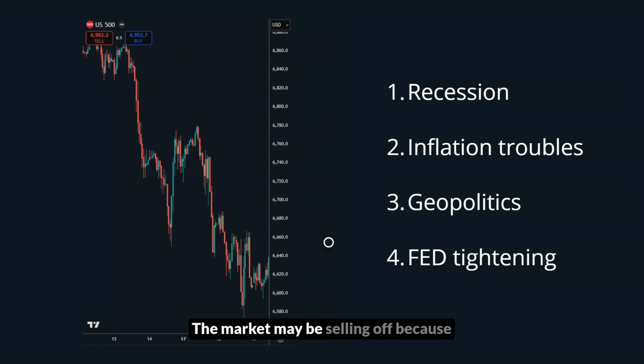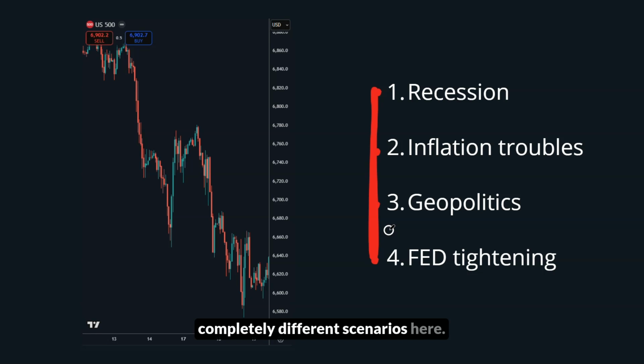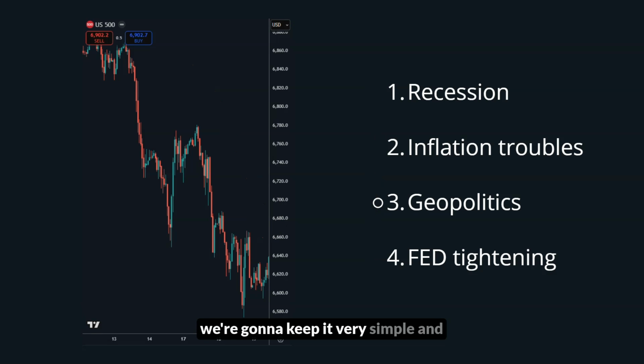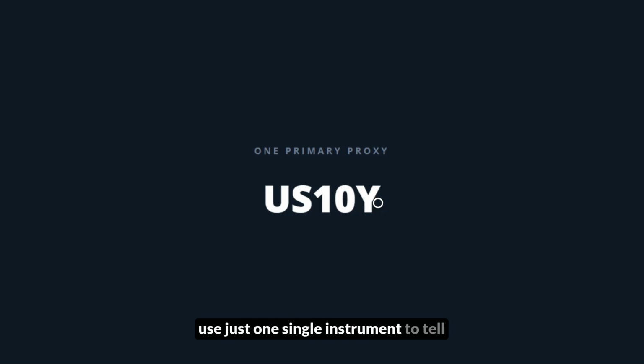The market may be selling off because of fears of a recession, because of fears of inflation, because geopolitics are starting to heat up, or because of fear of higher interest rates. Completely different scenarios here. They're all risk-off scenarios. They all lead to the S&P 500 lower, but when it comes to currencies, that's going to be a lot different. So to understand what's going on, we're going to keep it very simple and use just one single instrument to tell us which type of context we're in. That's the US 10-year yield.